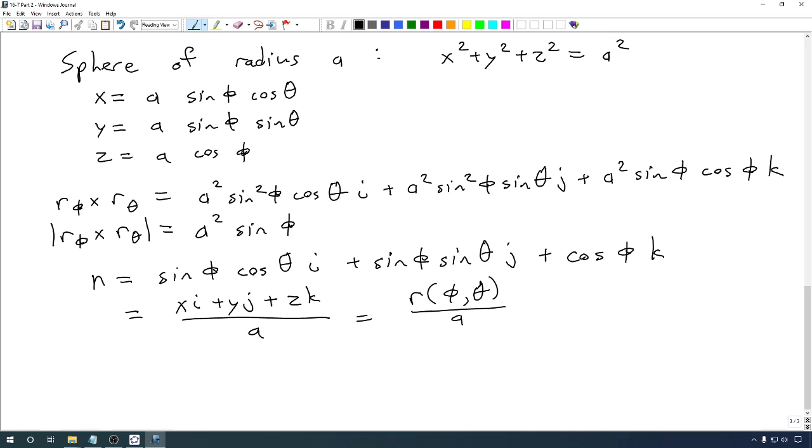That's the important thing here. At every point of the sphere, this points out from the sphere. And note that it only worked this direction. It points outwards instead of inwards because I did r phi cross r theta. If we did r theta cross r phi, this would actually point inwards. That would be the other orientation. So which direction the orientation goes will change if I swap the order of my parameters.